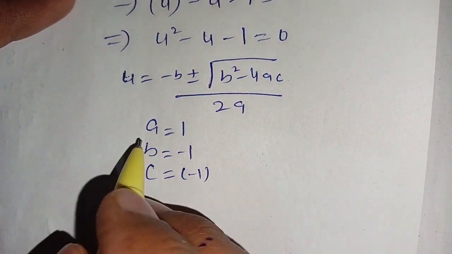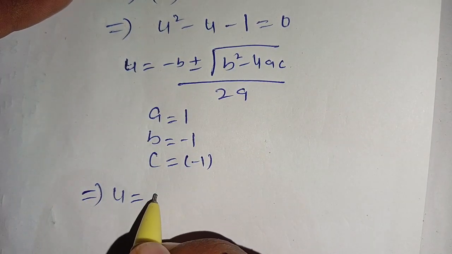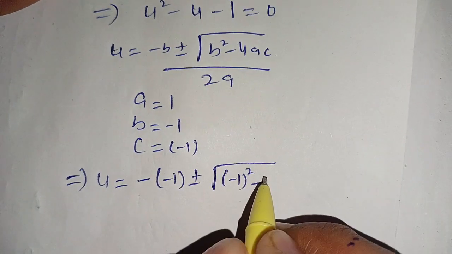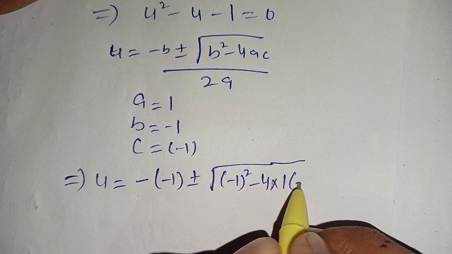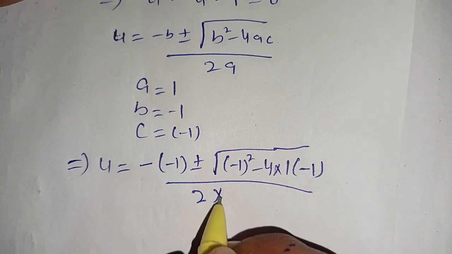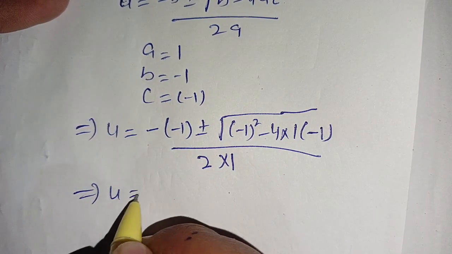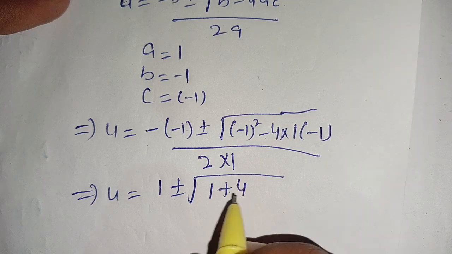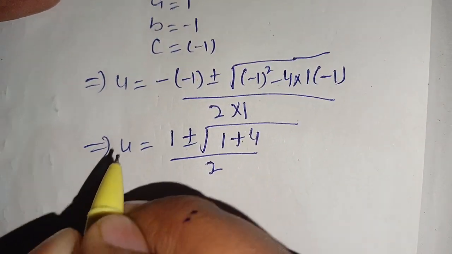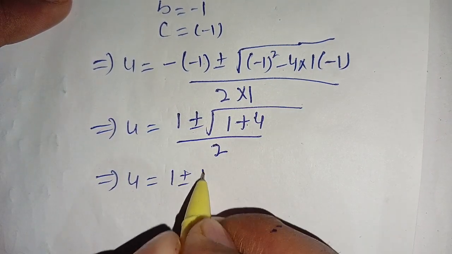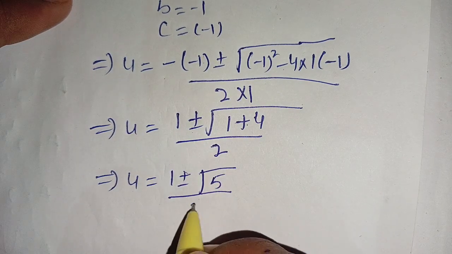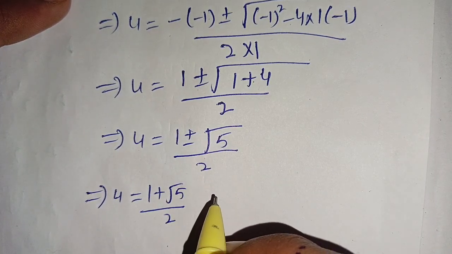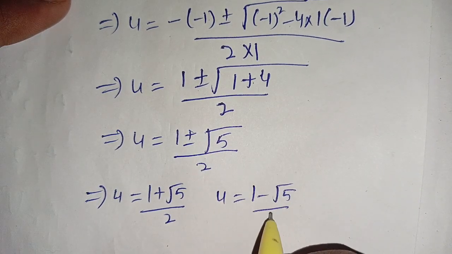Using this identity and the values of a, b, c, we get u is equal to minus b, meaning minus times minus 1, plus minus square root of b square, meaning minus 1 square, minus 4 times a, meaning 1, and c, meaning minus 1, divided by 2 times a, meaning 2 times 1. This implies u is equal to minus times minus becomes plus 1, plus minus square root of 1 minus times minus becomes plus 4, divided by 2 times 1, which becomes 2. So u is equal to 1 plus minus square root of 4 plus 1, which becomes 5, divided by 2. Here are two values of u. First is u equal to 1 plus square root of 5 divided by 2, and second is u equal to 1 minus square root of 5 divided by 2.